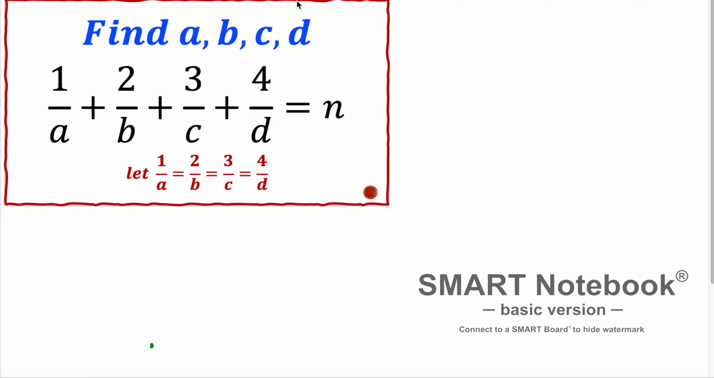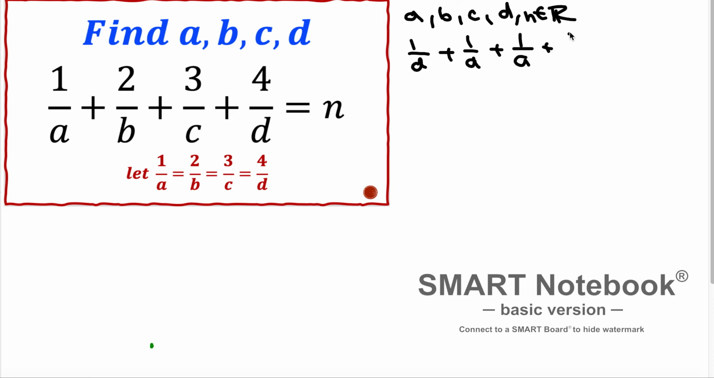So now, first of all, let me take this A, B, C, and D and N are elements of real numbers. Can be any real number. And now instead of 2 over B, 3 over C, 4 over D, I am substituting 1 over A according to this condition here. So 1 over A plus 1 over A plus 1 over A plus 1 over A is equal with N.